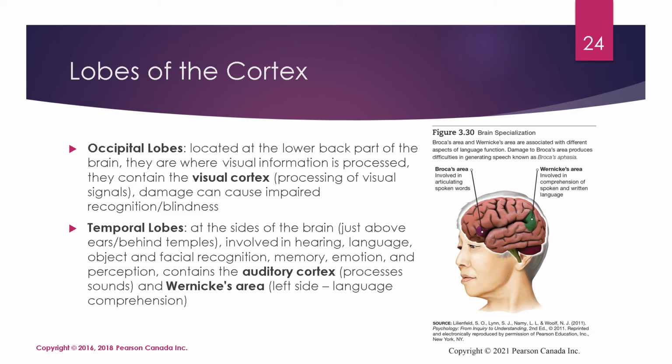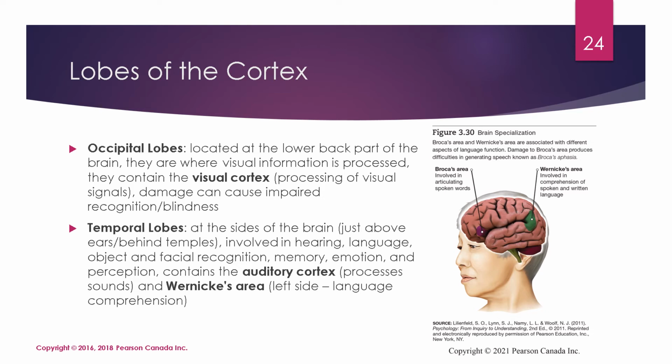And then finally, we have the temporal lobes, which are at the sides of the brain, so just above each ear or behind the temples. And they are involved in hearing, language, object and facial recognition, memory, emotion, and perception. And of course, they contain the auditory cortex, as it's implied, so it processes sound information.